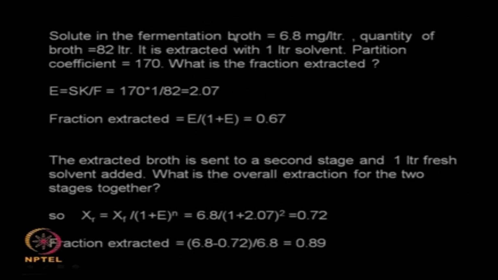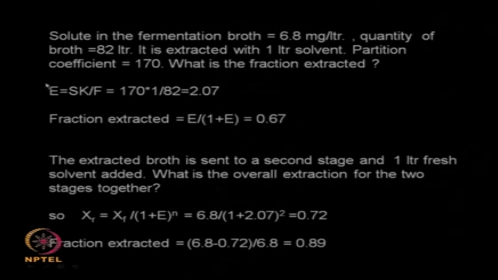There is some solute in a fermentation broth, the amount is 6.8 milligrams per liter, quantity of broth is 82 liters. Now I add 1 liter of solvent to extract this solute, the partition coefficient is 170. You see, you select a solvent so that the partition coefficient is very large. So the partition coefficient is 170. What is the fraction extracted?